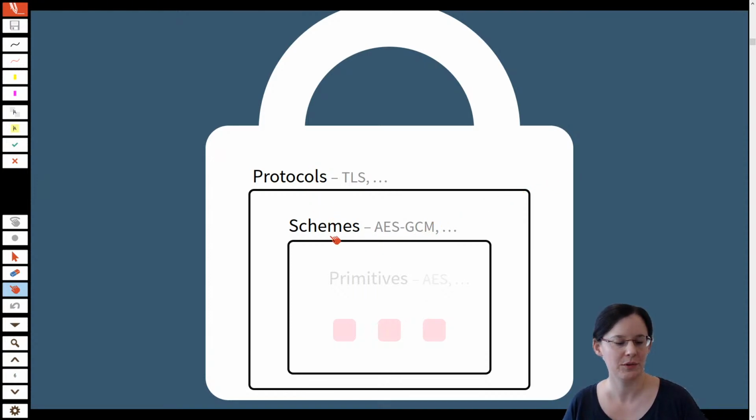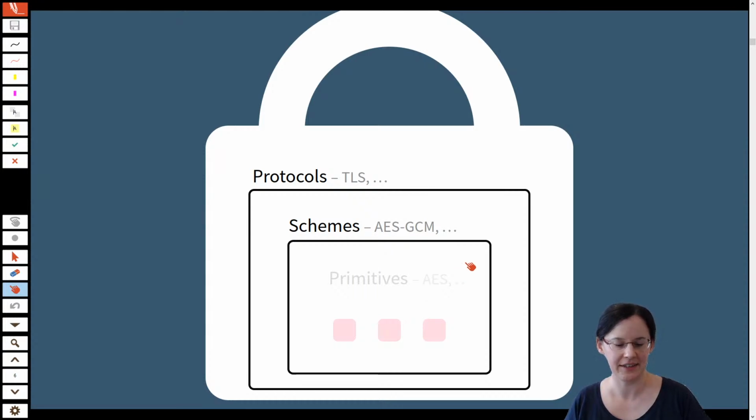So what's the difference between protocols and schemes? An example for a scheme is, for example, the encryption scheme AES-GCM or the hash function SHA-2. So schemes also have a specific purpose, but a scheme is usually just one algorithm. It's a function where you put some values in, you get some values out, that's it. Whereas the protocol tells you how to use the scheme and which messages to send in, and which schemes to call in order to produce the messages.